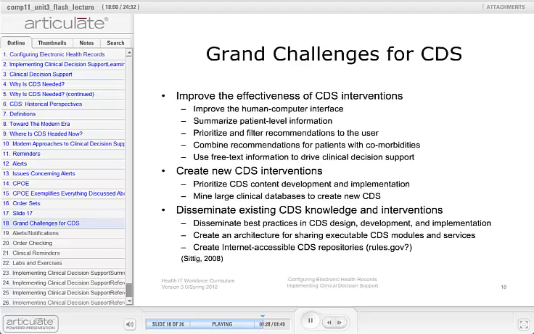Some have suggested that there be something along the lines of rules.gov, similar in concept to guidelines.gov, although there may be some who object to the notion of the government publishing rules. Nonetheless, these grand challenges show that much still needs to be done in clinical decision support moving forward.